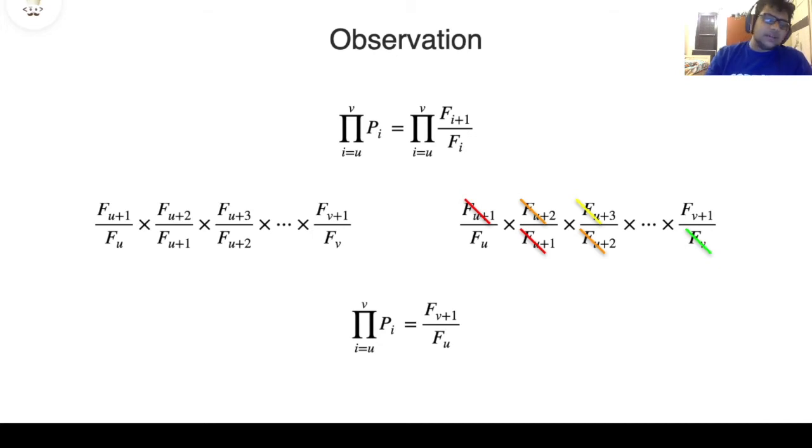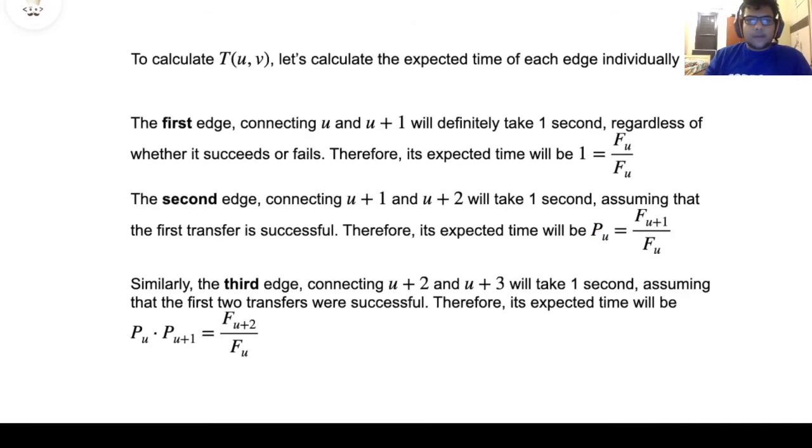Now notice that these terms are quite similar. f of u plus 1 appears in the numerator and then the denominator. Same for u plus 2, and same would be true for u plus 3 if I had written more terms in the middle. So we can keep on cancelling these terms until all we're left with is f of v plus 1 upon f of u. So we have that the product of the probabilities from u to v is equal to f of v plus 1 upon f of u. This is our first observation, it's very important. Now, to calculate t of u and v, let's calculate the expected time of each edge individually.